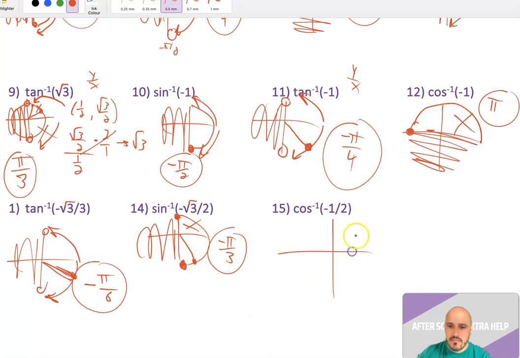And finally, kind of similar question, but be careful of our restrictions, right? I can go from 0 to pi. Where am I to get a cosine, to get an x value of negative a half? Well, that would be at 2 pi over 3.